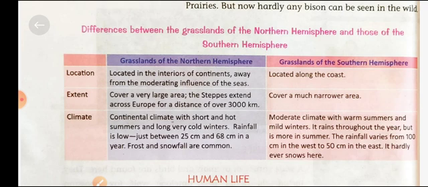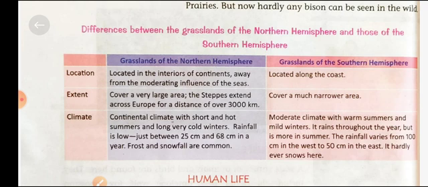As you know, on both sides of the equator, between 23 and a half degrees to 66 and a half degrees north and south, grasslands are found in both hemispheres. And you also know that on the northern side the grassland is very wide, while on the southern side it is very small in size compared to the northern hemisphere. So what are the differences between the two grasslands?